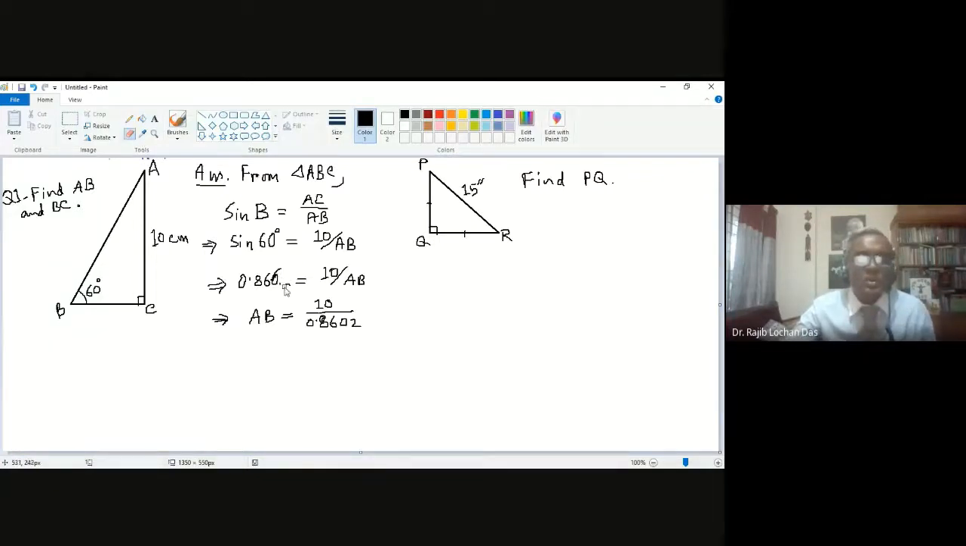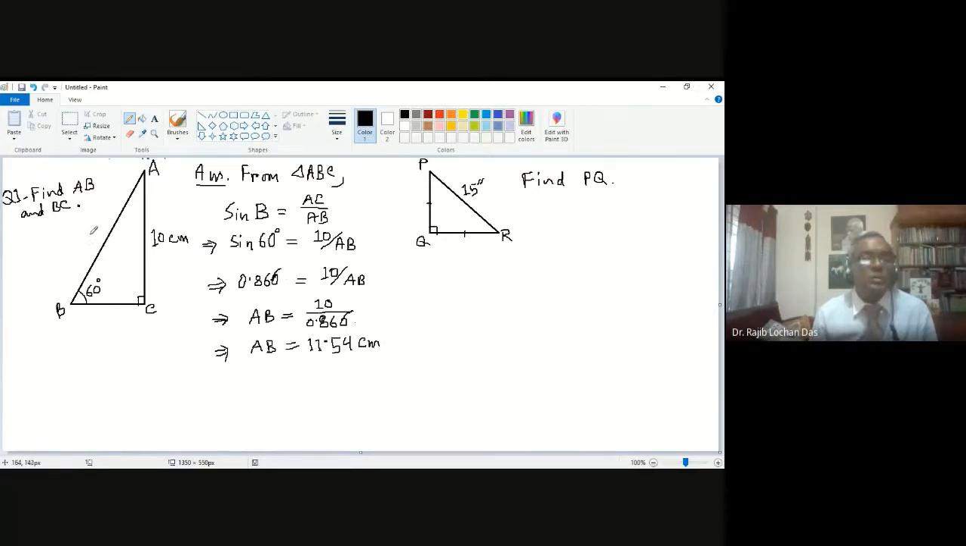Let us take only 0.866. Okay, so that will be all right. So three digits after the point, 0.866. Okay, fine. So what will be AB now? It will be 10 divided by 0.866, which is 11.54. So AB will be 11.54 centimeter. That is the length of AB.